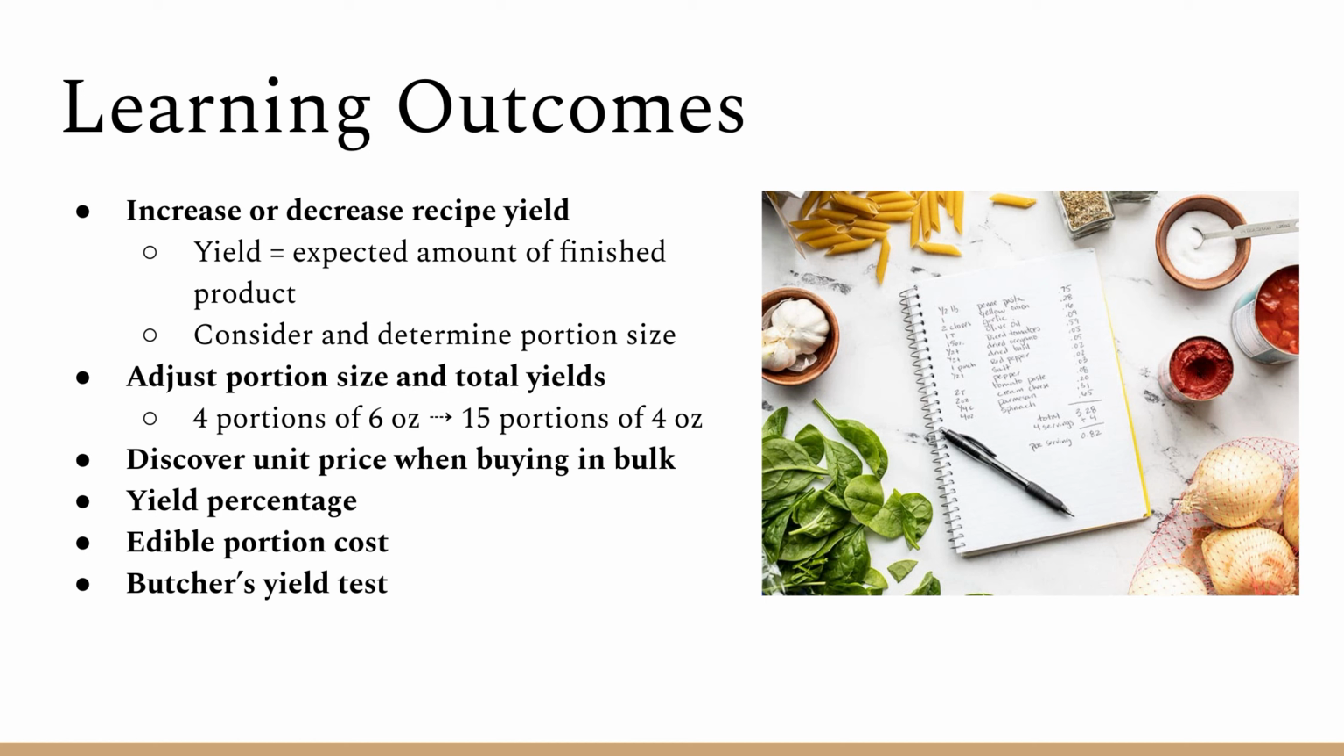So, for example, that would be if we had 4 portions of a product that is 6 ounces and we need to convert into 15 portions of 4 ounces. We will learn how to do that. We're also going to discover the unit price when buying in bulk, yield percentage, edible portion cost, and butcher's yield test.